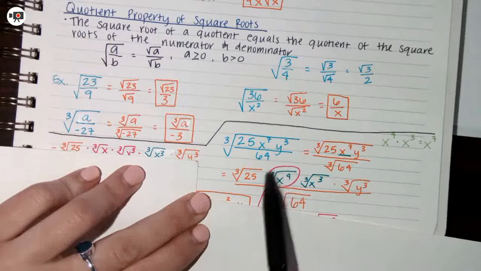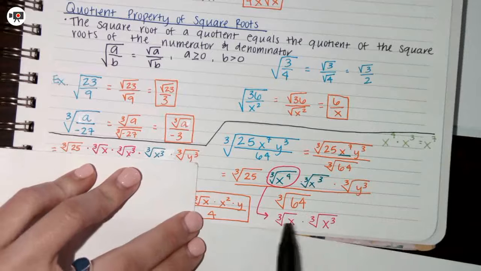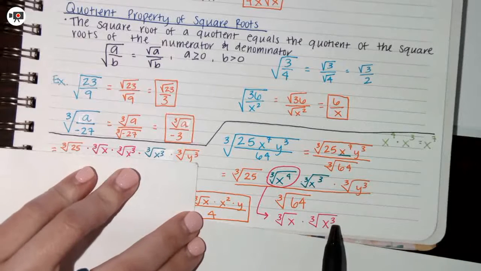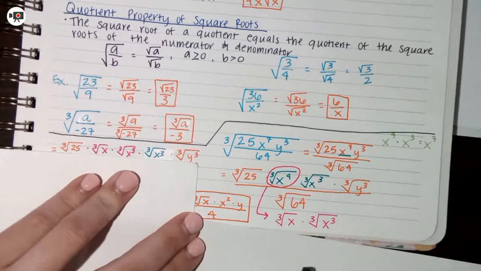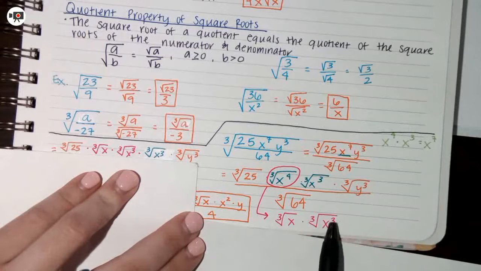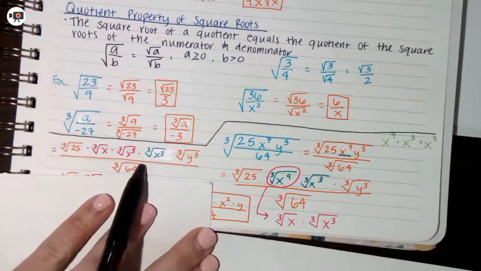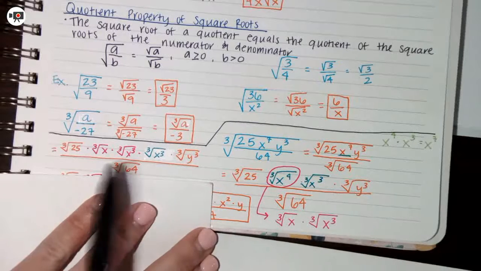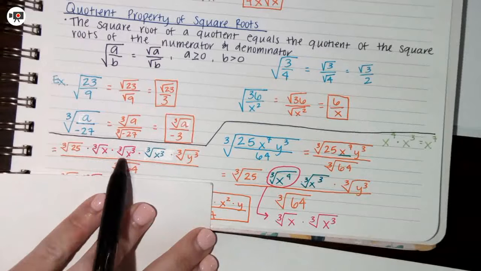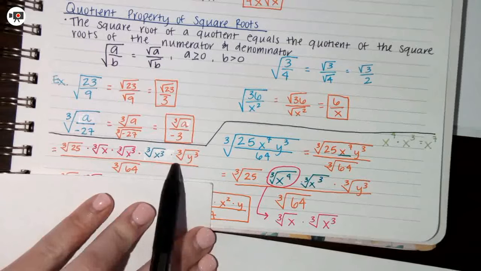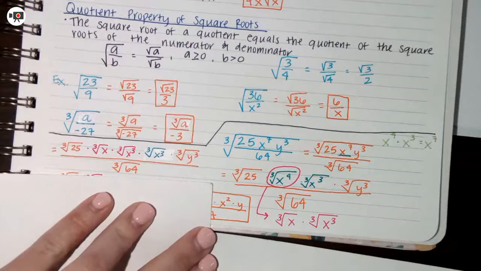This x to the 4th here, we can split again into the cubed root of x times the cubed root of x to the 3rd. We want to make as many matches with the index and the power as possible because they will cancel out. This is just x. So coming over here, we have the cubed root of 25 times the cubed root of x times the cubed root of x to the 3rd times the cubed root of x to the 3rd times the cubed root of y to the 3rd over the cubed root of 64.